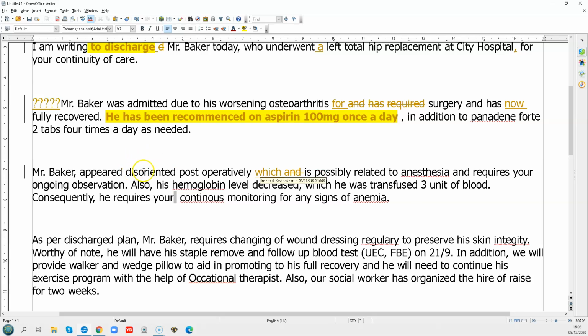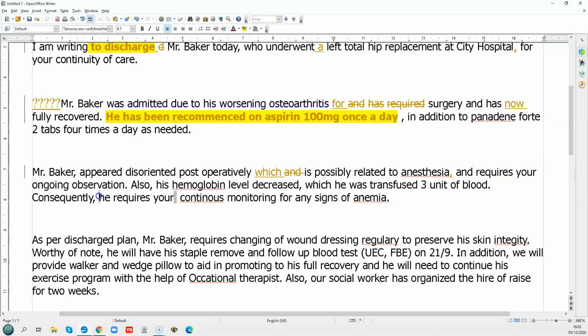So he appeared disoriented post-operatively, which is possibly related to anesthesia. Put a comma and separate it, and requires your ongoing observation. Okay. So we've got two separate things. So why would you put that in the same sentence?